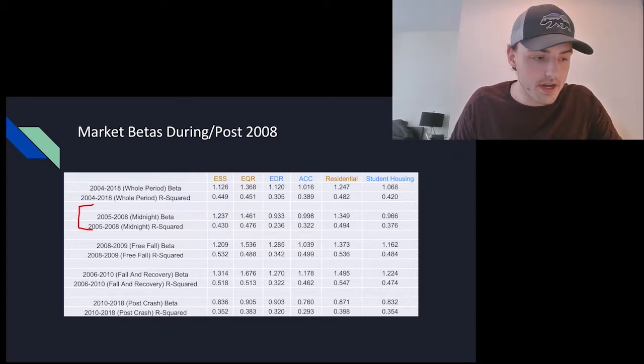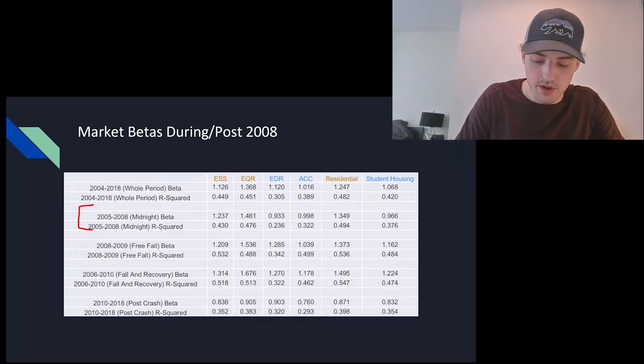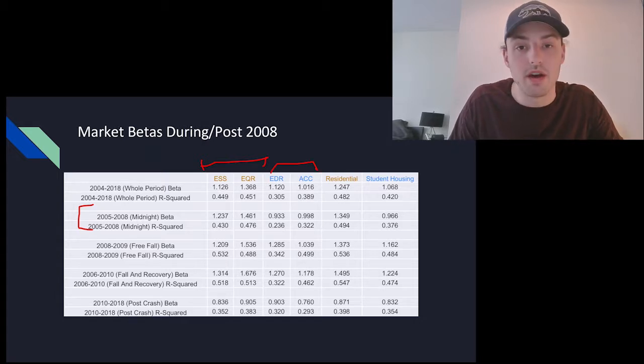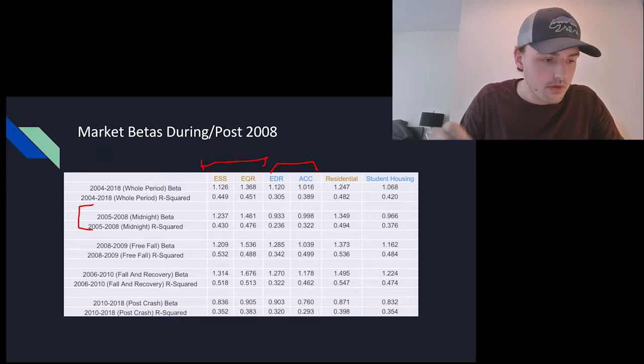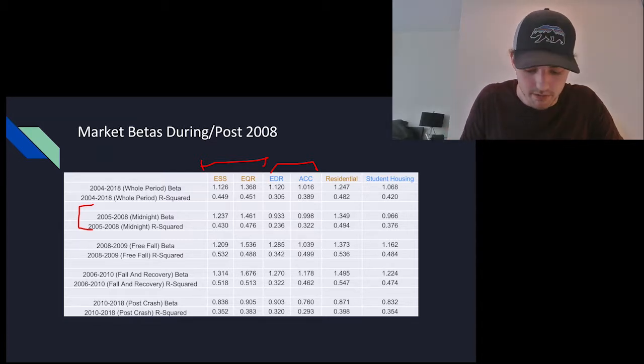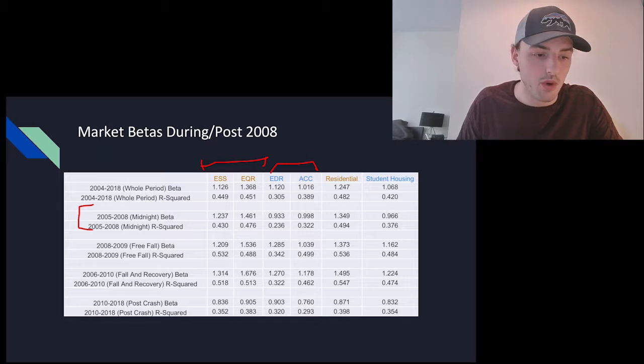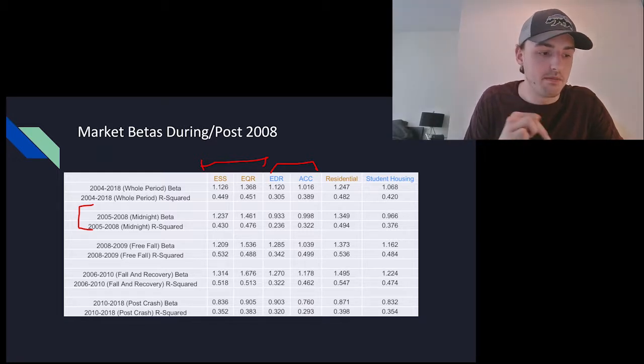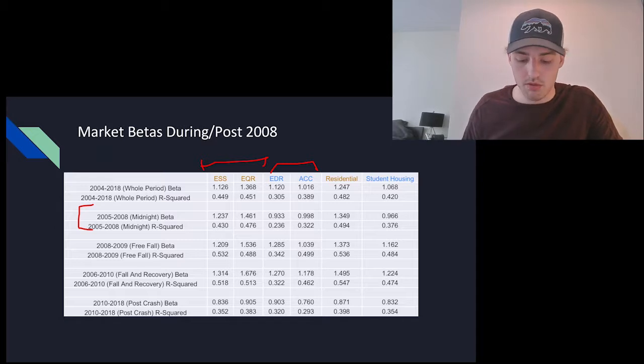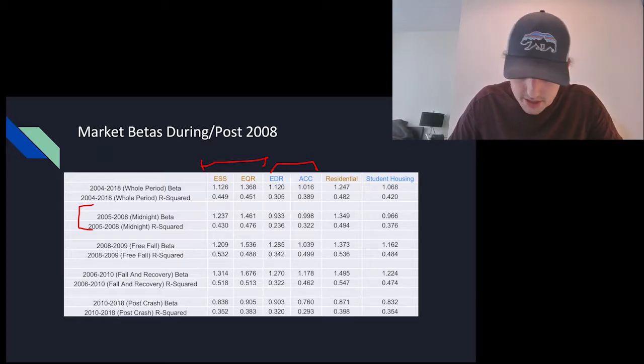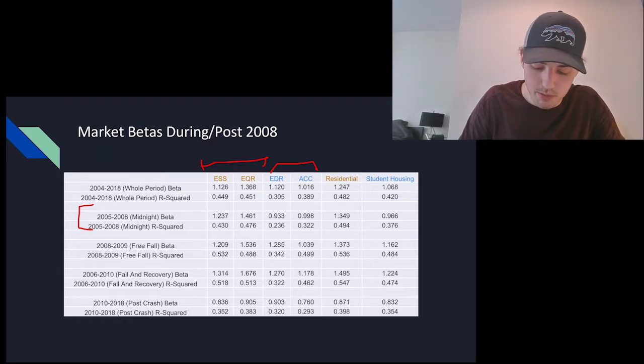So during this time period, with color coding again, in the orange tinge colors we have the residential, and in the blue tinge colors, we have the student housing numbers. ESS shows a beta of 1.237, showing exuberant strength of the market in real estate building up to the bubble, right? So for every percentage increase that the market increased by from 2005 to 2008, ESS appreciated by 1.23%.